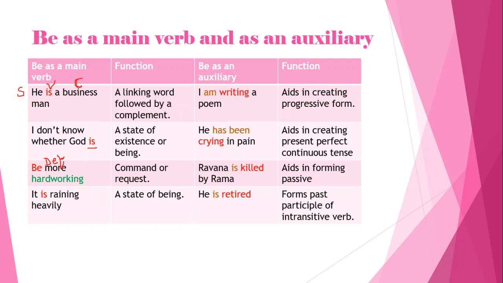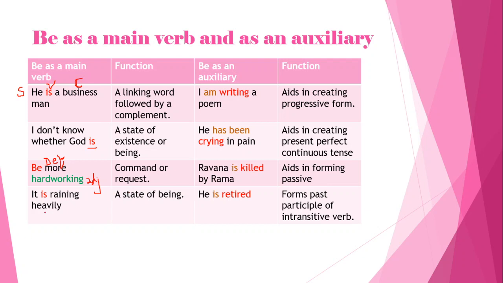And "hardworking" is an adjective. For example, you might say that he is a hard-working man. There again, "is" is working as the connecting verb, and "hard-working man", so there hard-working is used to modify the noun "man". So here again hard-working is an adjective. So here "be" is used as a command or a request.